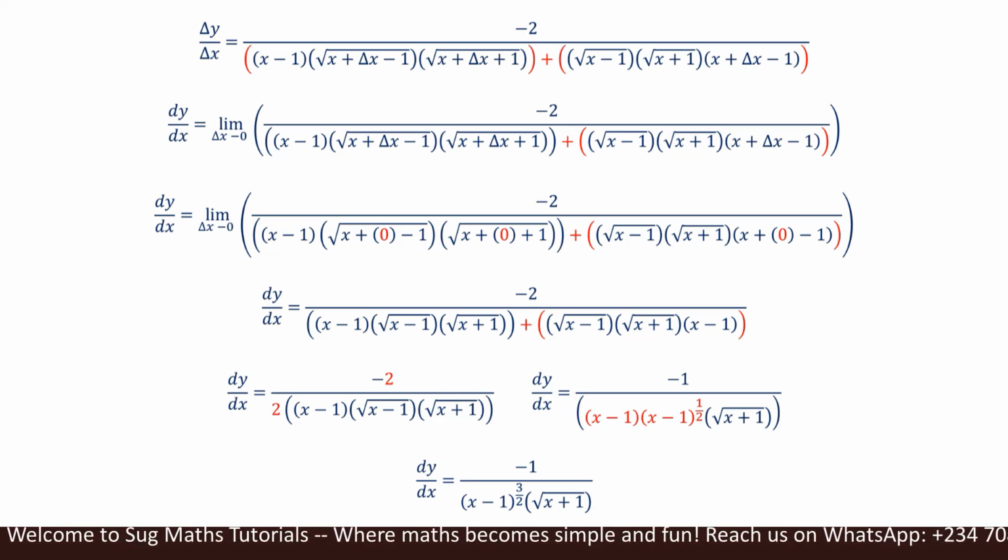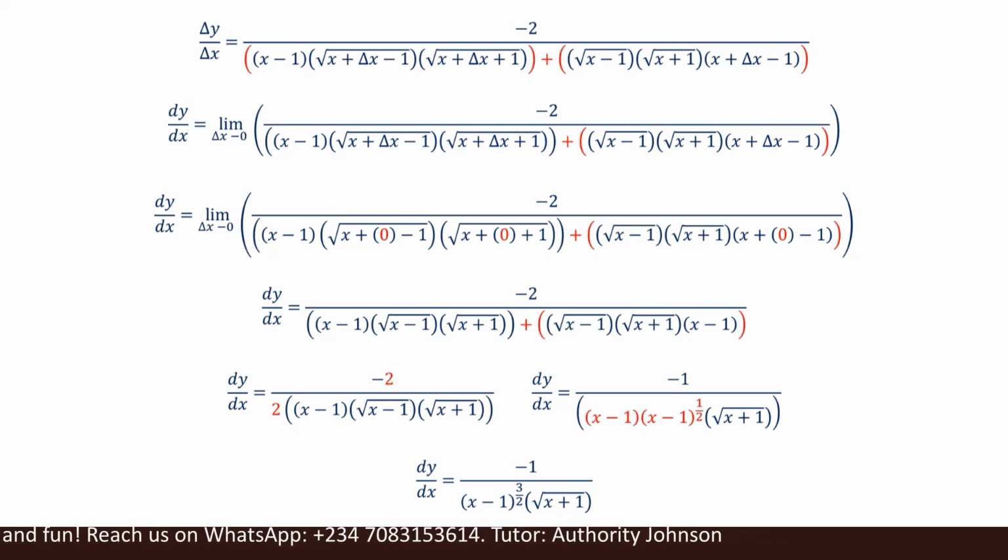So therefore, when we solve for the derivative of the function y is equal to square root of x plus 1 all over square root of x minus 1, from the first principle, we are going to have dy all over dx is equal to minus 1 all over x minus 1 in bracket raised to the power of 3 all over 2 square root of x plus 1. Yes, I think this is very simple.